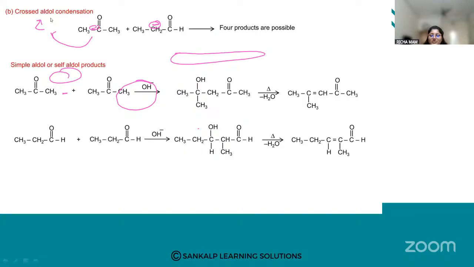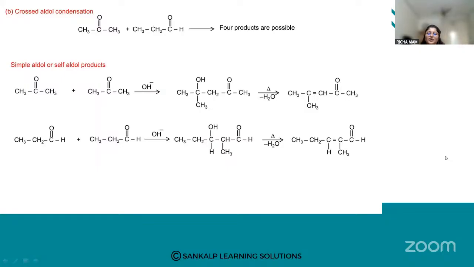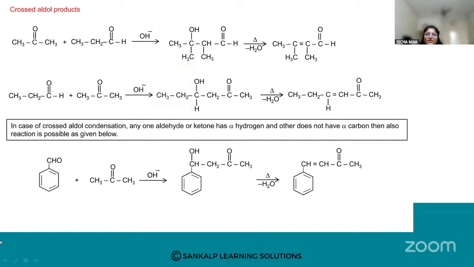Next is cross aldol condensation. Cross aldol condensation is between two different aldehydes or two different ketones. It can also be between an aldehyde and a ketone. So it is called a cross aldol condensation. Let me give you a cross aldol condensation.